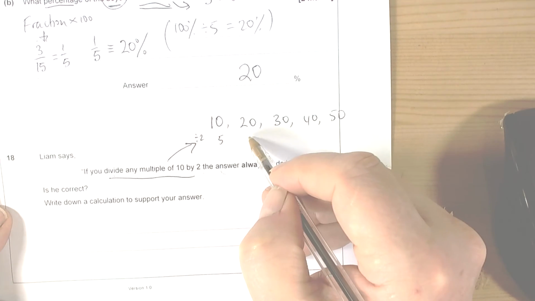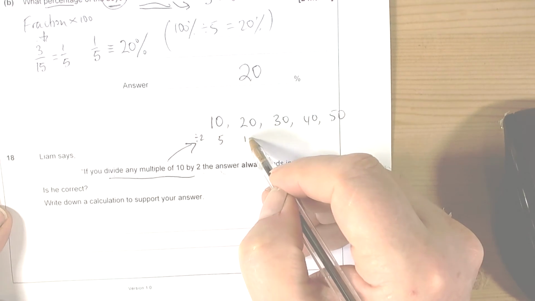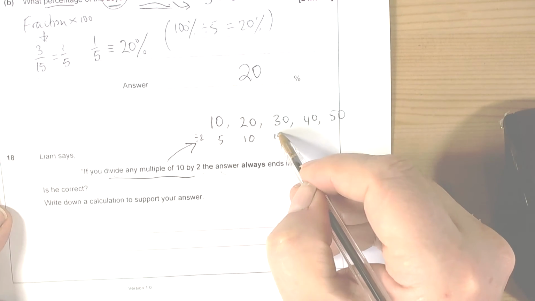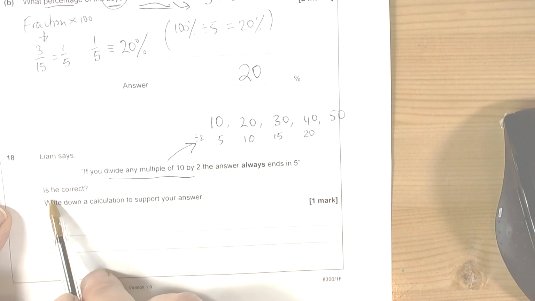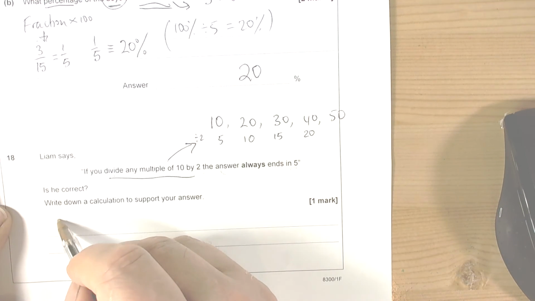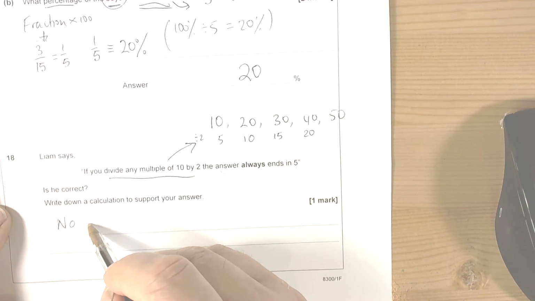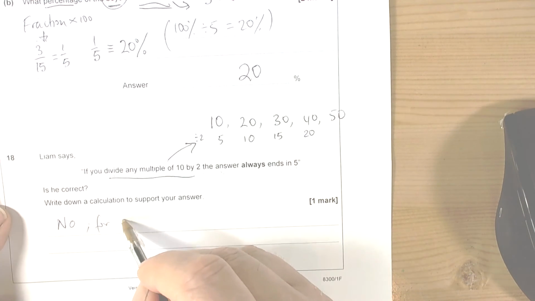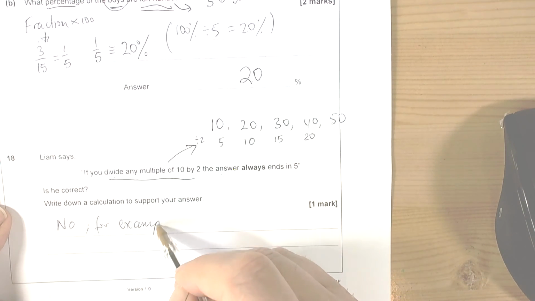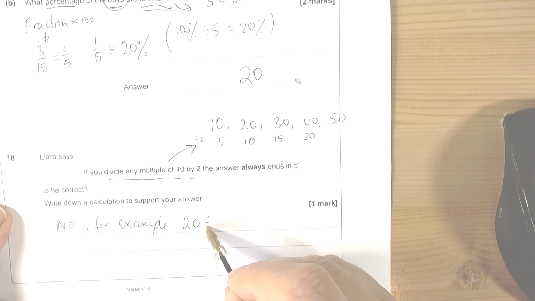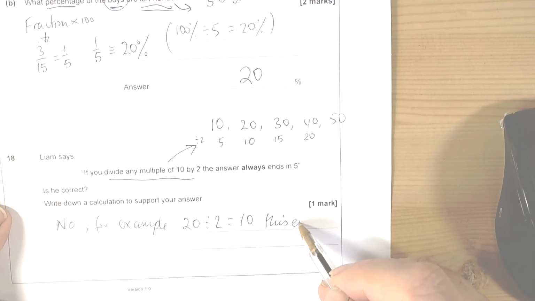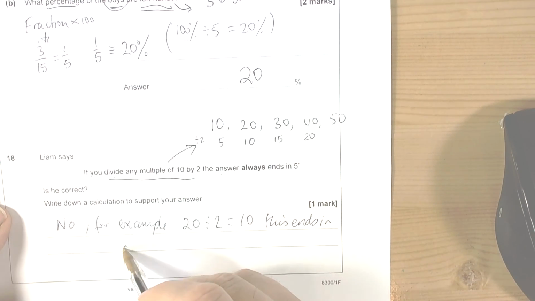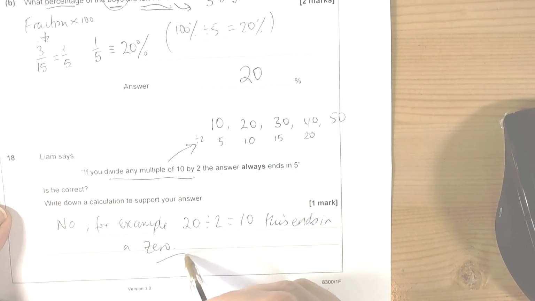We get 5, we get 10, we get 15, we get 20. So is he correct? We're going to say no. For example, 20 divided by 2 equals 10. This ends in a 0.